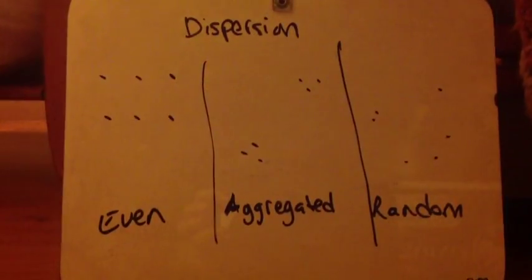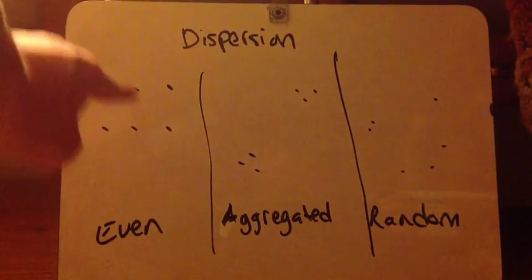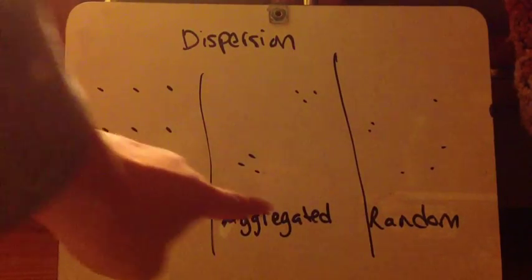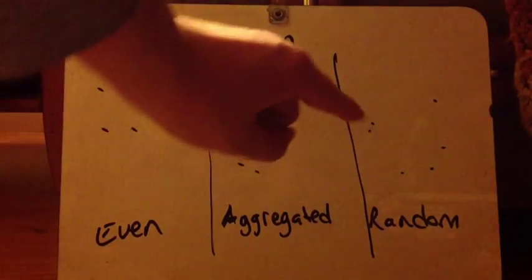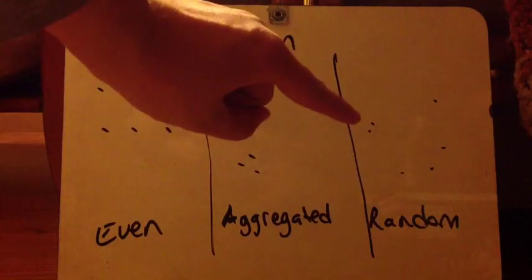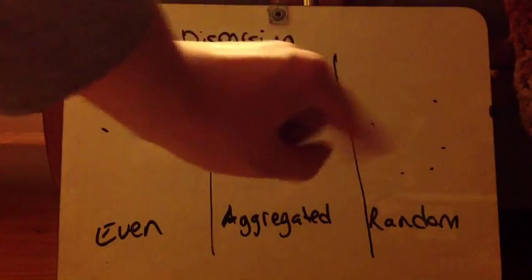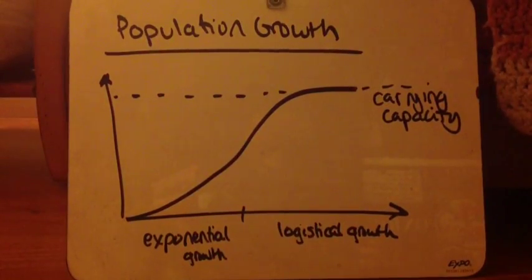Dispersion has to do with where they're found in that area. For example, an even dispersion has to do with them being even distances apart. They're equidistant. They're equal in terms of being apart from each other. Aggregated means they're clumped. They're in 2 distinct areas in this example. Random means there's some difference between even and aggregate. For example, these 2 individuals are next to each other, while these are really far apart, but there's no set distance for how they're dispersed. So that was 3 ways that you can describe a population.